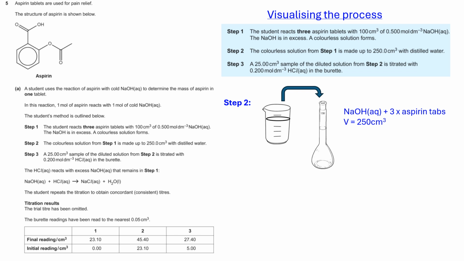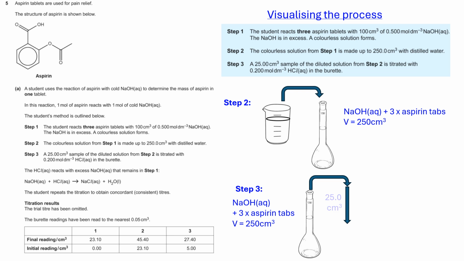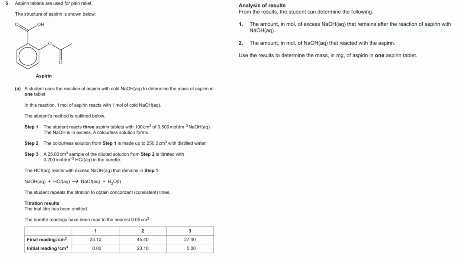So then step 3 says a 25 centimeter cube sample of the diluted solution from step 2 is titrated with 0.2 mole per decimeter cubed HCl in the burette. So now we've had to think about what's actually happening, we can have a crack at calculation. So what do they want us to do?